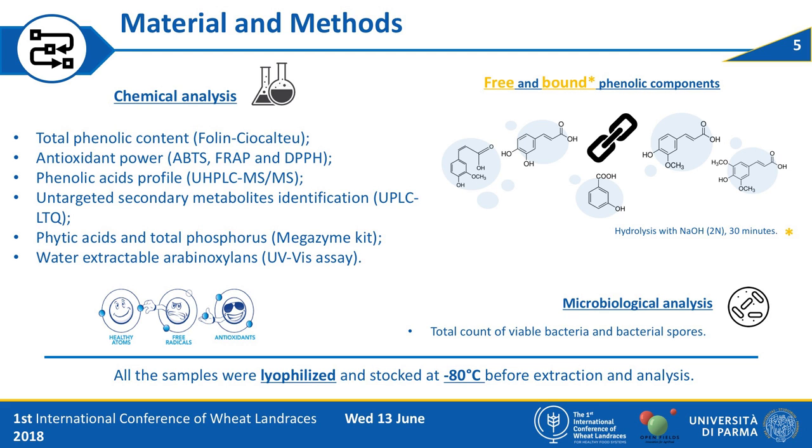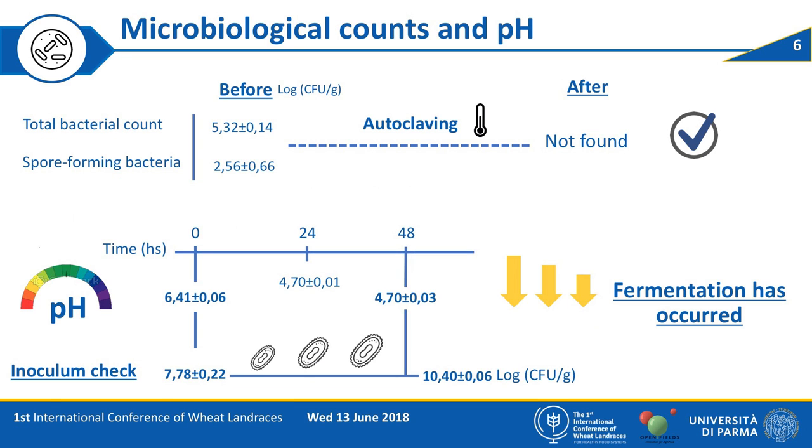And since the phenolic acids and phenolic compounds in these matrices are present in two forms, mainly the free and the bound forms, hydrolysis was required. Then the phytic acid and the water-extractable arabinoxylan were determined using spectrophotometric assays. The total viable bacteria and the bacterial spores were part of the microbiological analysis.